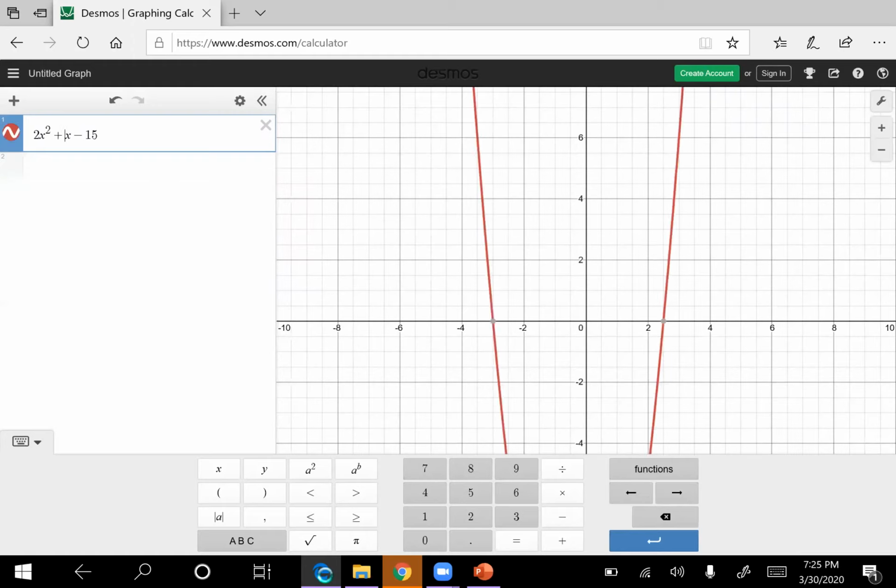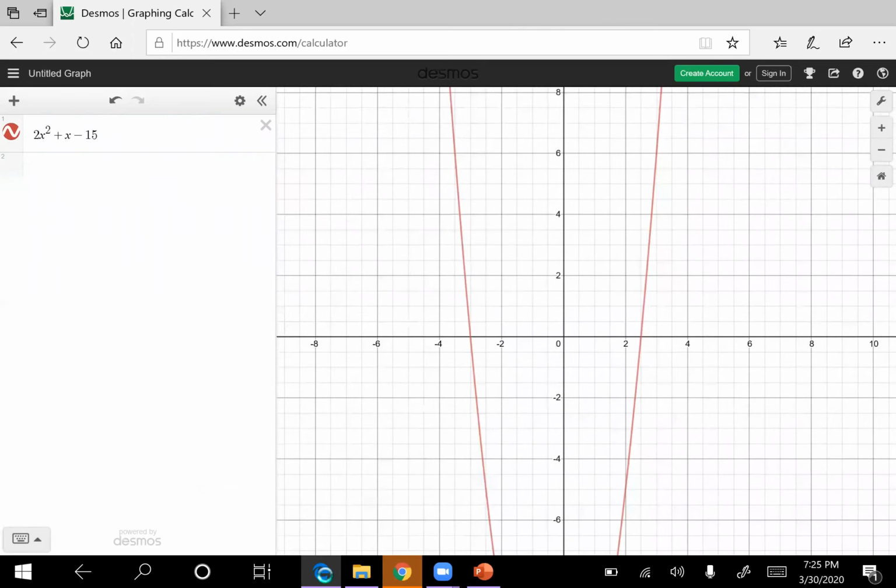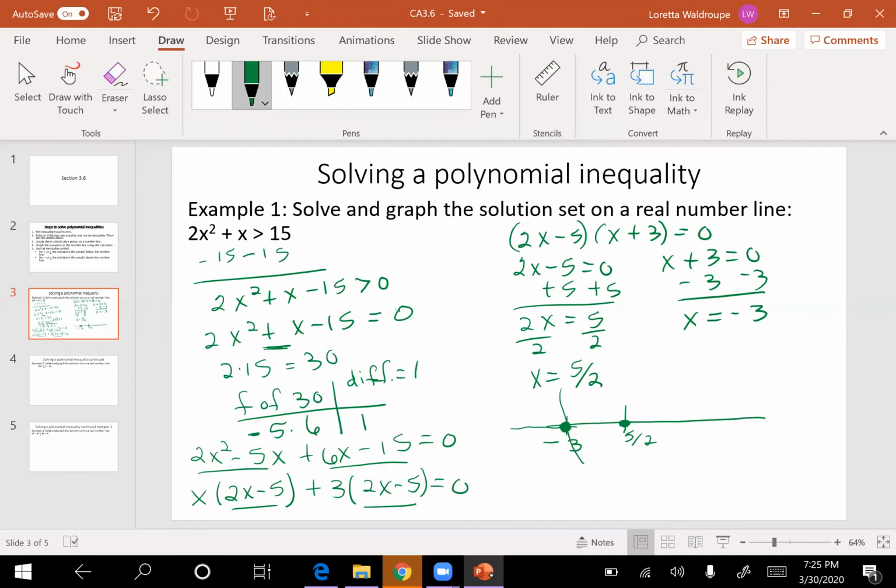So there's my graph. If you look at your graph, okay, you can see right here, I crossed at my -3. And you can see right here, I crossed at my 2.5. So I can see the parabola goes down and then up. Okay.